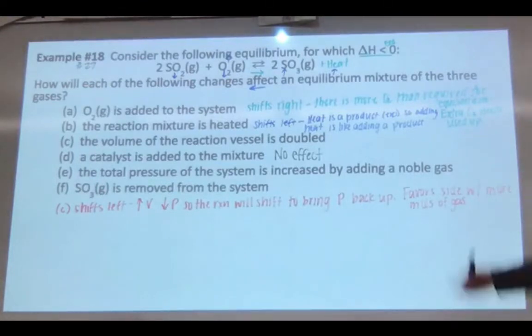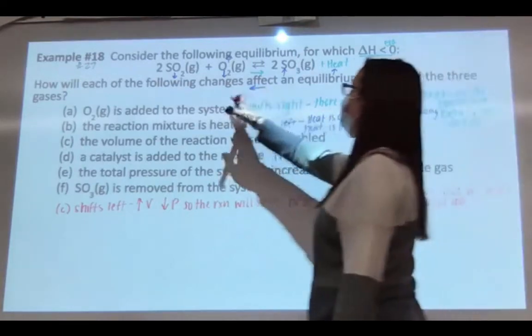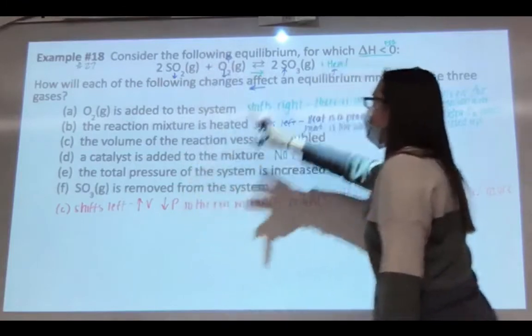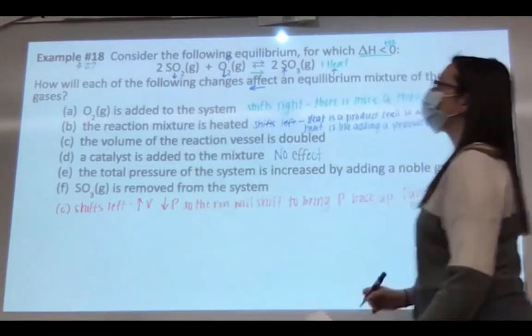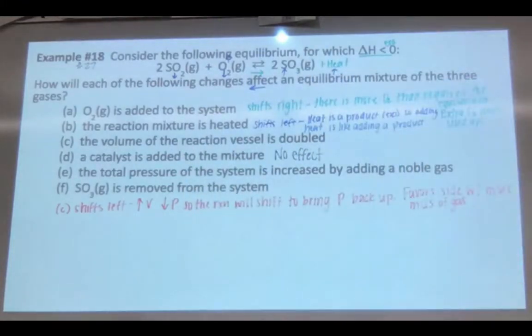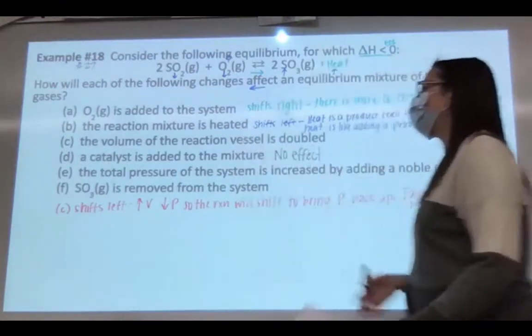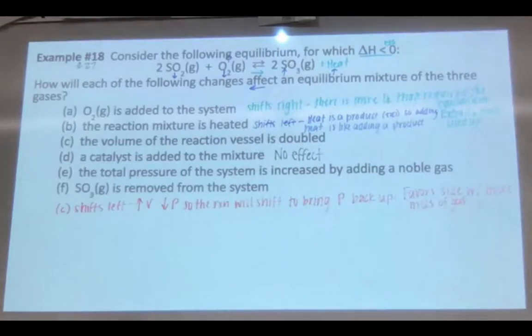So you add a catalyst, right? Once this is at equilibrium, we're talking about adding a catalyst to the mixture once it's at equilibrium. If you add a catalyst at the beginning, yes, it's going to speed it up. But once it's at equilibrium, if you add a catalyst, nothing's going to happen.